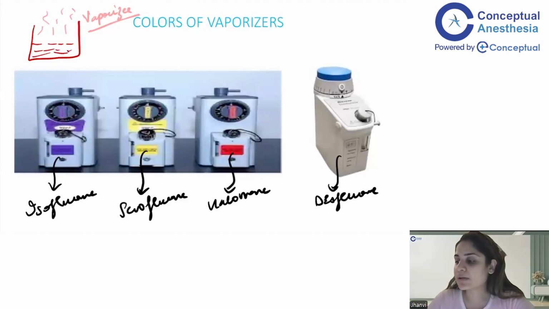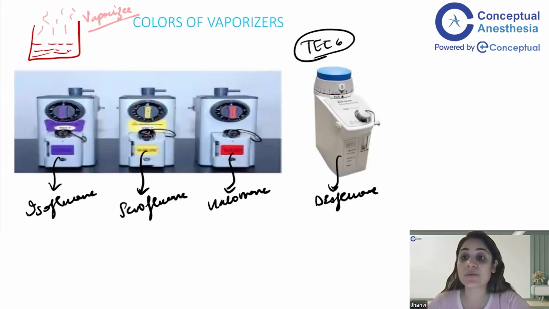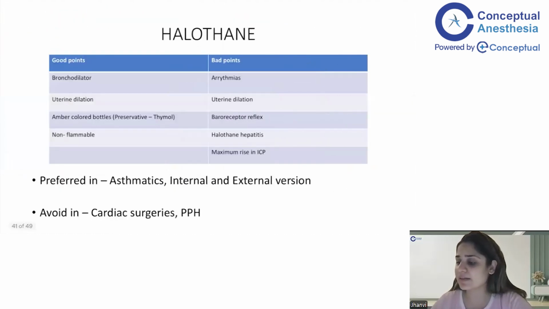One more question that is commonly asked in the exam is, which of these inhalational agents has a special vaporizer? Remember that desflurane has a special vaporizer. This desflurane vaporizer is called Tech 6, and we will see ahead why desflurane needs a special vaporizer.